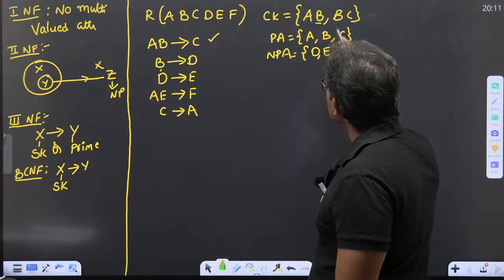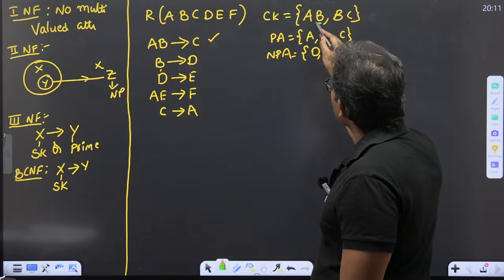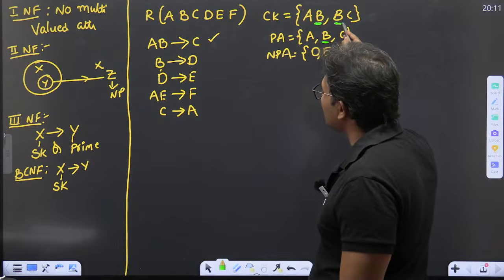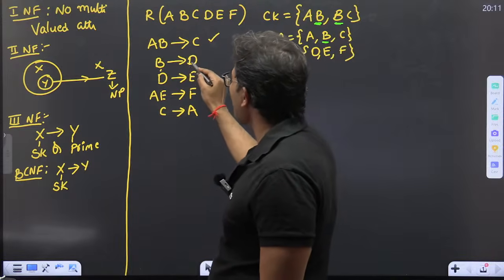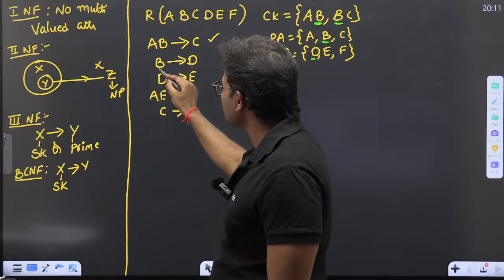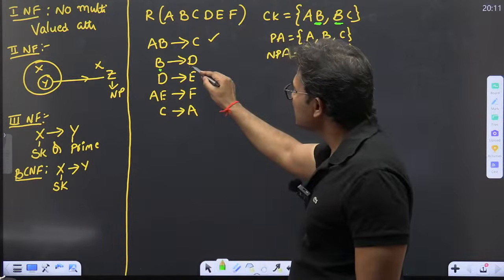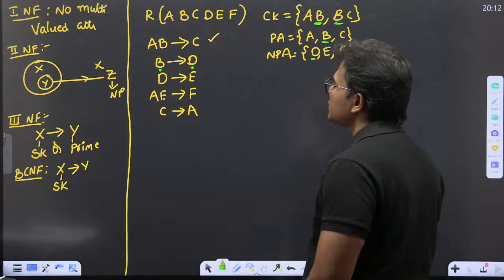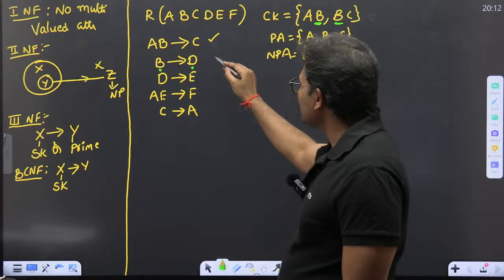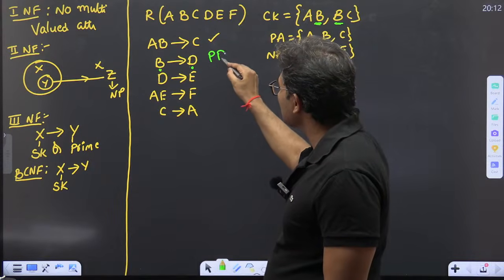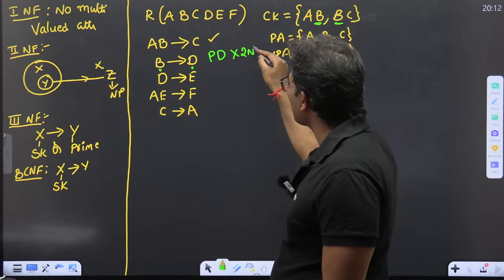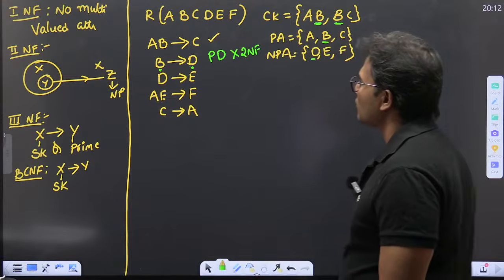candidate key, which means a proper subset of a candidate key is deriving a non-prime attribute. D is a non-prime attribute. A proper subset of a candidate key is deriving a non-prime attribute. Therefore, this is a partial dependency, and therefore it cannot be in second normal form, right?